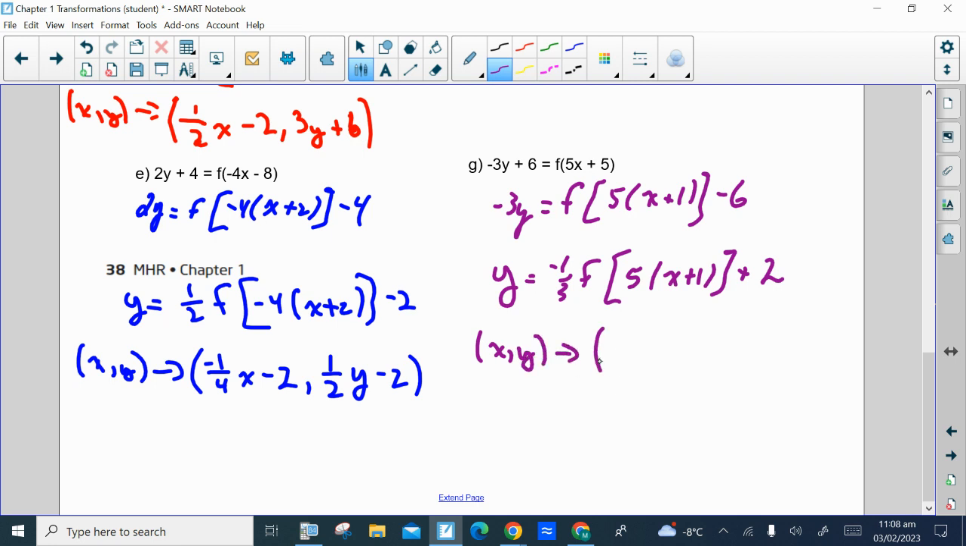So a b value of 5 means a horizontal stretch of a fifth. You're going to multiply all the x values by a fifth. An h value of negative 1 means you're going to subtract 1 from x values, and then all the y values will be multiplied by negative a third and increased by 2. And so there's our mapping notation.